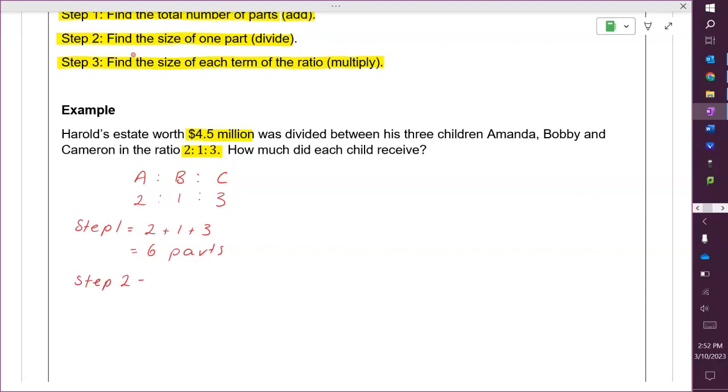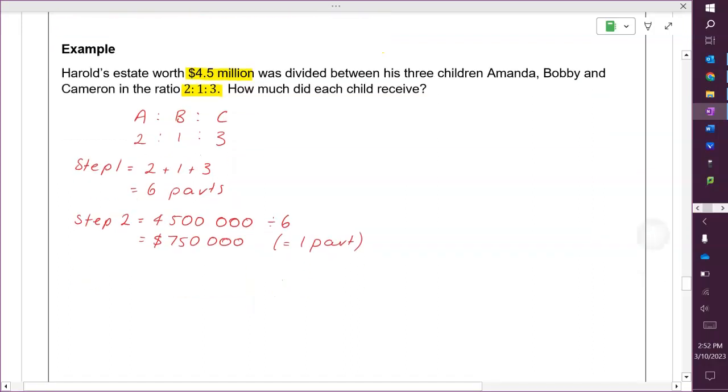Step 2 is we need to then find the size of one part. So if he has 4.5 million, so we have 4,500,000, and we need to then divide it by 6. This tells us that one part, so I'll put it after, is worth $750,000. So this is equal to one part or one share.